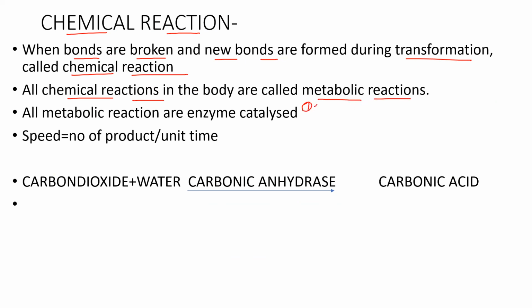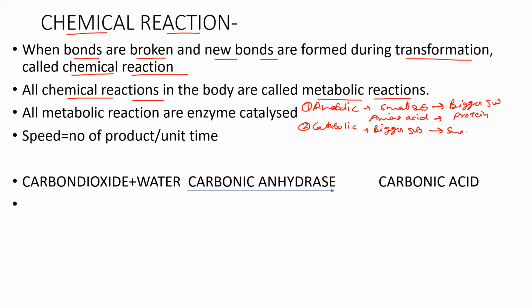Metabolic reactions are of two types. Anabolic, where small substances combine and form a bigger substance, like amino acids form protein. And second is catabolic reaction. In this, a bigger substance breaks down and forms smaller substances, like starch breaks down and forms glucose.